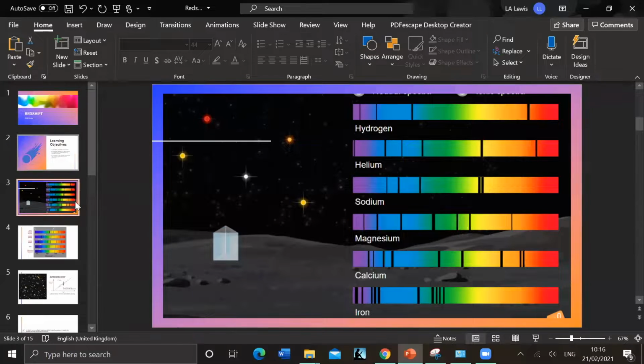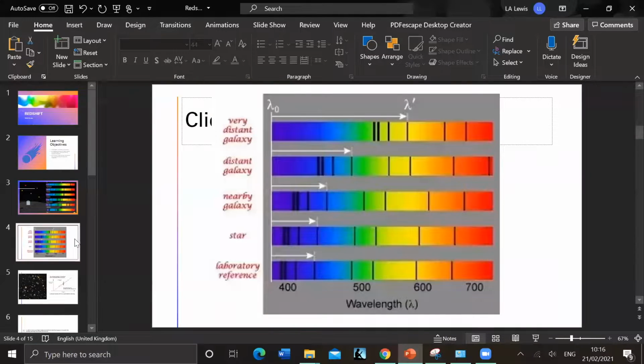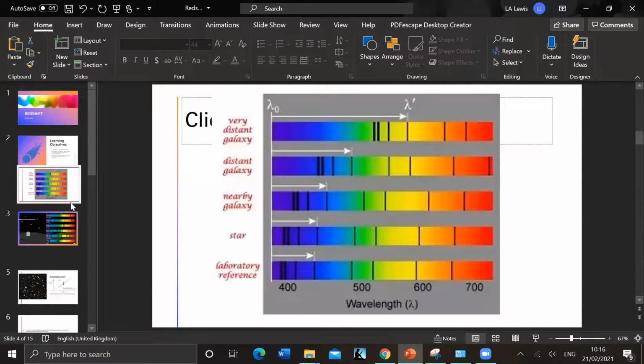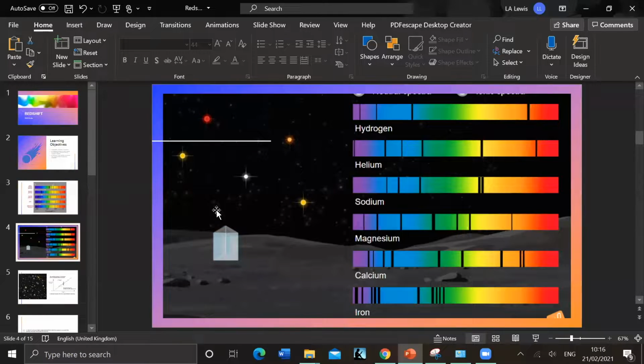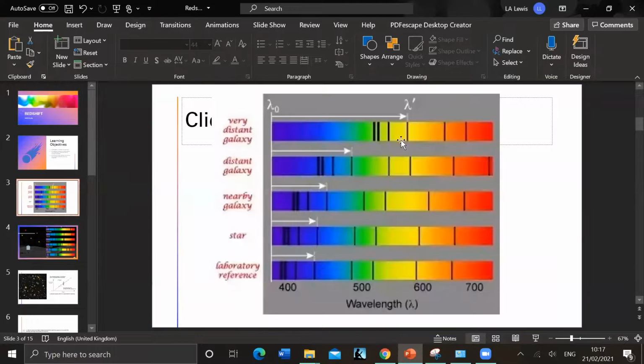Okay, so we use a prism to split light from different stars. If you ever use a prism to split light, you'll find that you get a rainbow, a spectrum. It's the scientific name of a rainbow. And just for a moment, don't look at the letters, look at the rainbow bit for a minute.